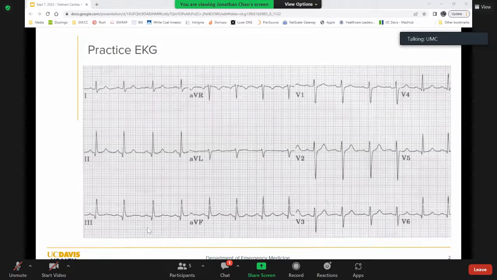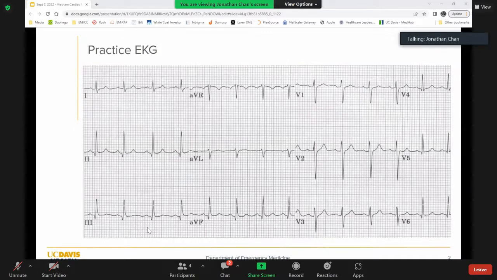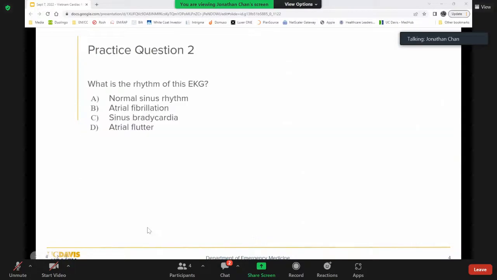Normal sinus. Let's see, someone in the chat. A, that's correct, right? So this is a normal sinus rhythm EKG. The way we know is the heart rate is about normal. It's between 60 and 100, so it's not bradycardia or tachycardia. We can see P waves before every QRS, and we see QRS after every P wave. We look at the whole EKG for them. That's how we know it's a normal sinus rhythm.